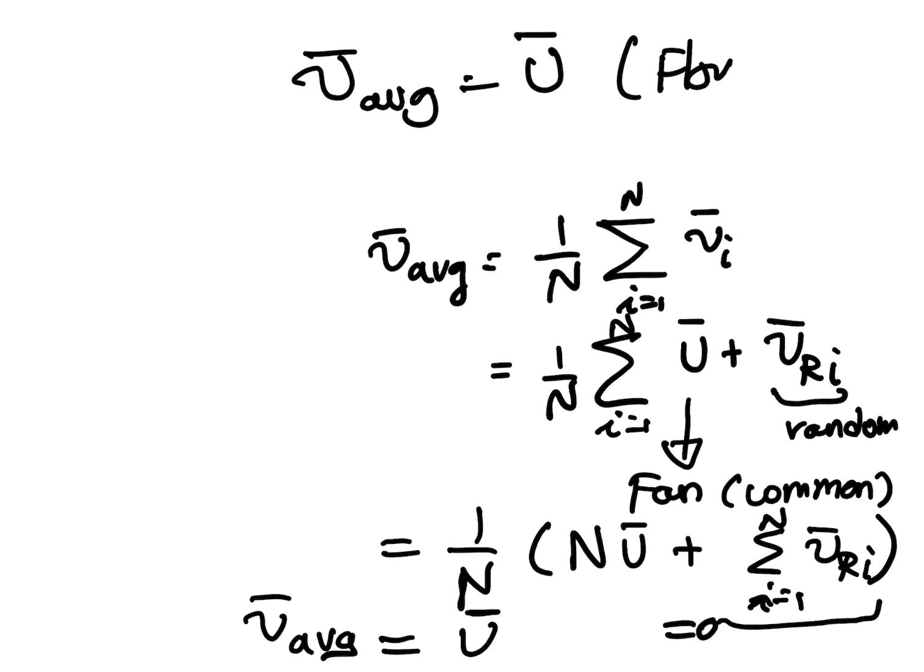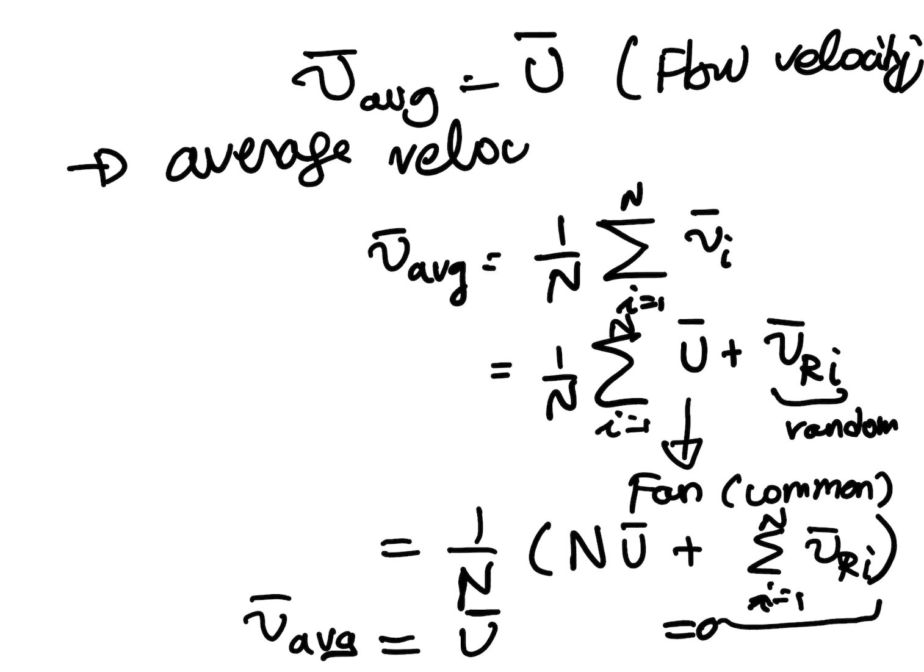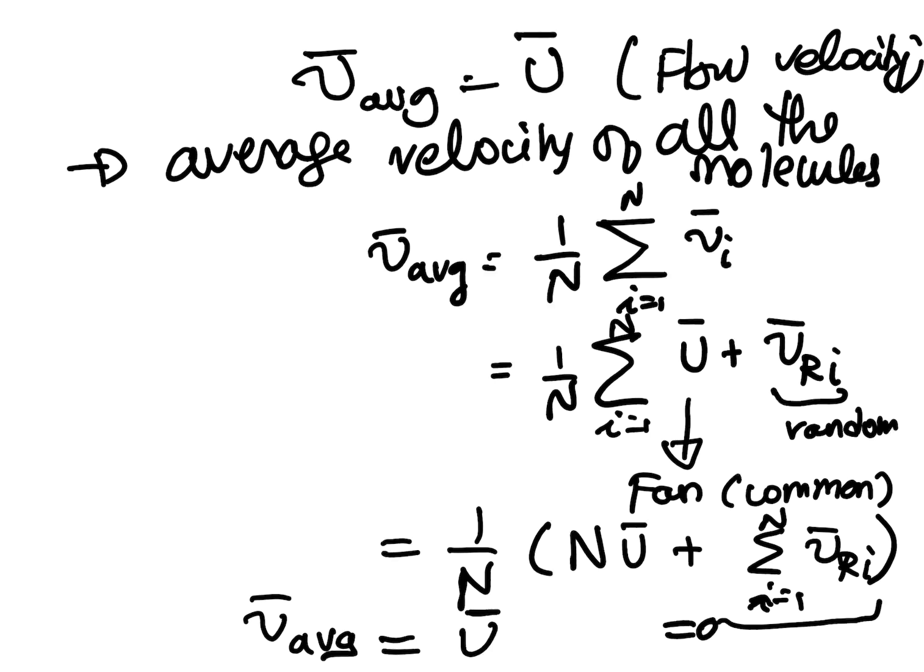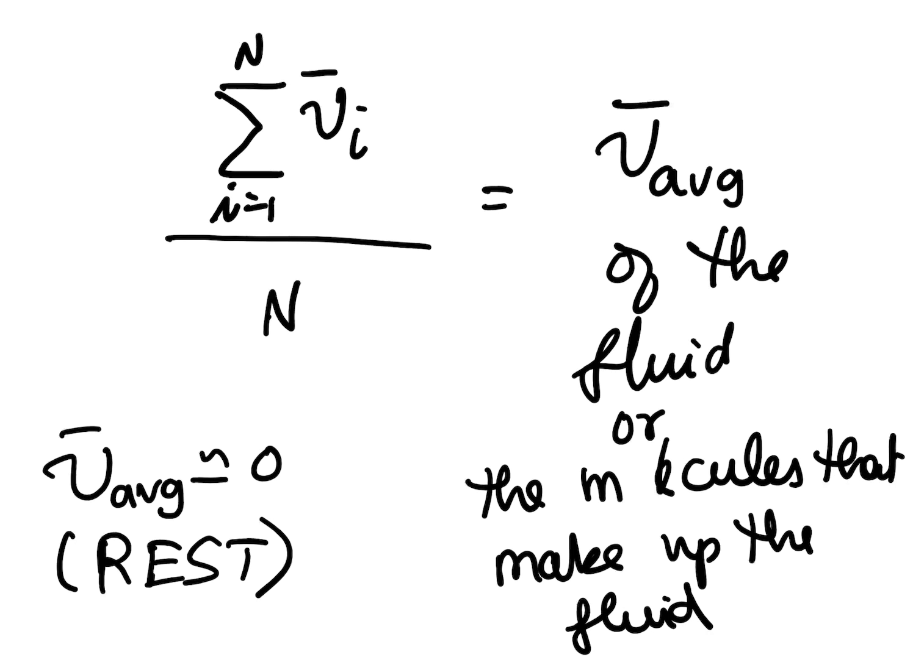This is what we call the flow velocity. It's the average velocity of all the molecules. Flow velocity is the average velocity of all the molecules. You contrast this with a fluid at rest, in which the average velocity adds up to 0, so that you call the whole fluid to be at rest.